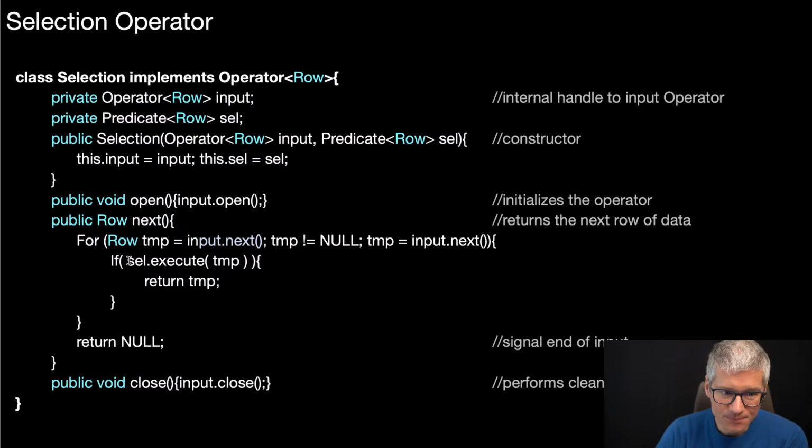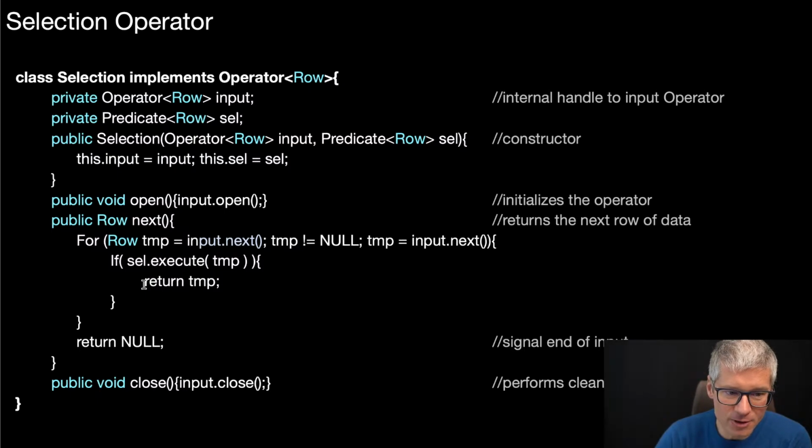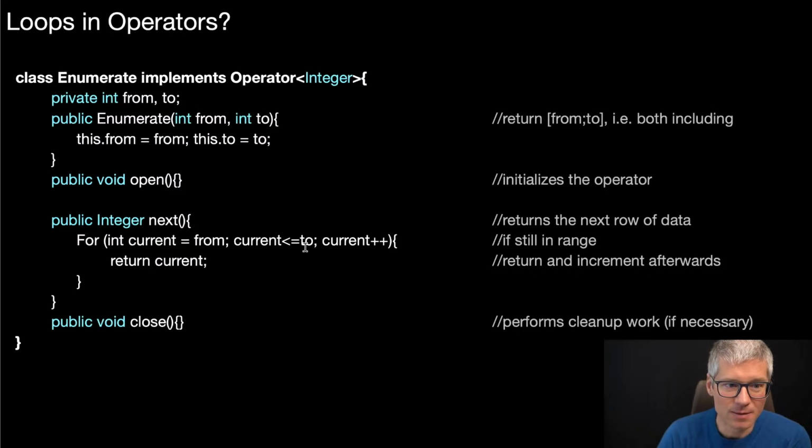And I try to find out whether that qualifies under that predicate. So here I have a predicate, which means the function returns either true or false. If it returns true, I return it. That's what I'm doing here. If not, I continue with a loop with the iteration. So that's basically how a selection operator would be implemented.